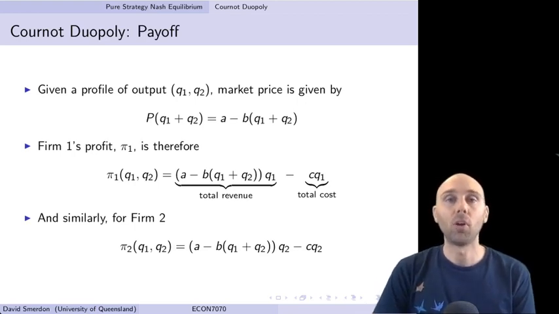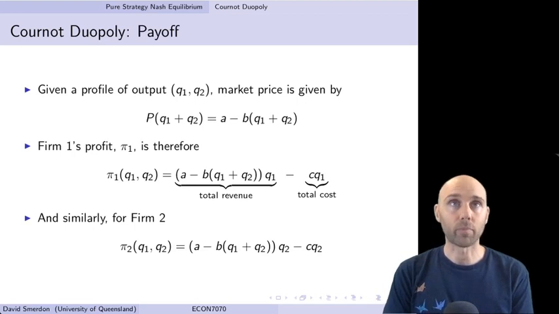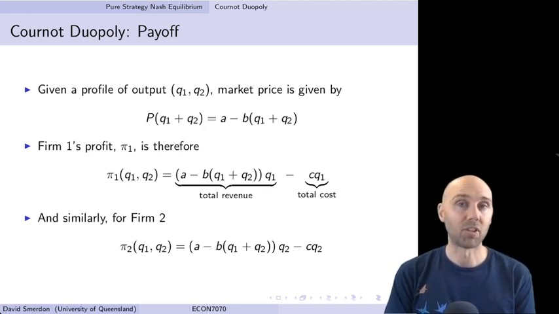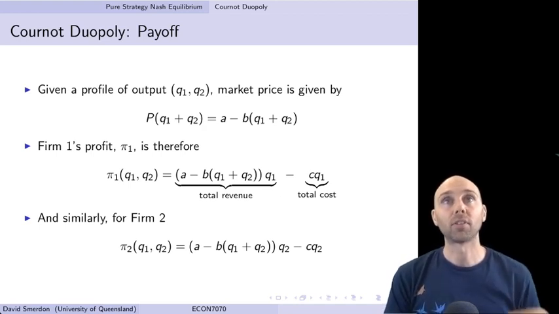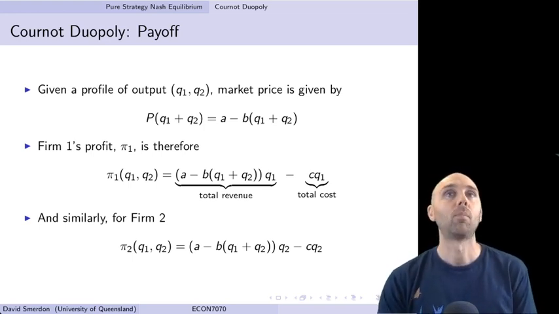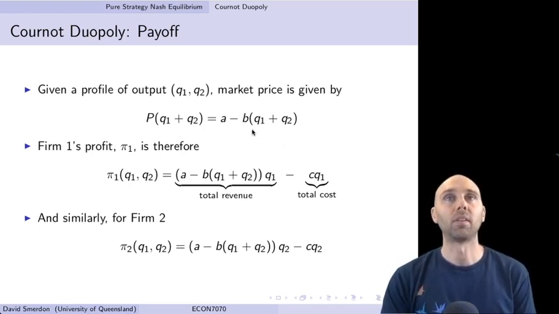Well, for firms, payoff means profit. Now, given some profile of output, q1 and q2, in other words, the strategy profile of the players, the market price is then given by, well, first, P is equal to A minus B capital Q, but we know that capital Q is equal to q1 plus q2, so we can just throw that in.